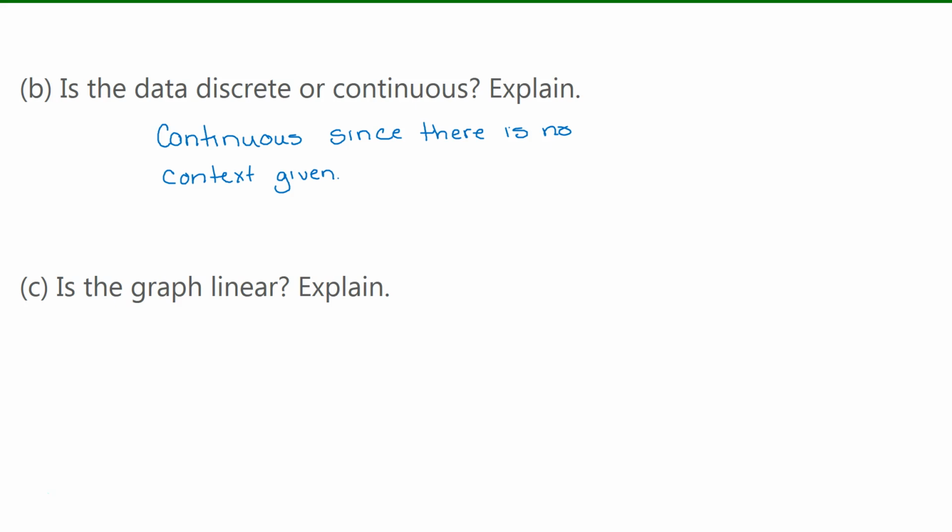Now C asks if the graph is linear, and we have to explain. Now we can explain by looking at the table of values and showing that it increases by a constant amount, or we can look at the graph and say that all the points lie in a straight line since we used a ruler and they all lined up. So I'm going to say this is linear since the points lie in a straight line.